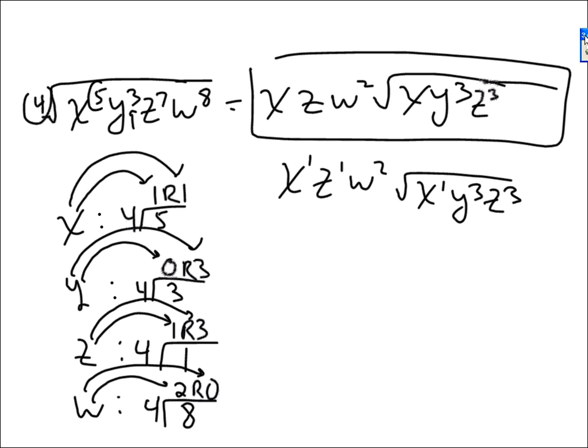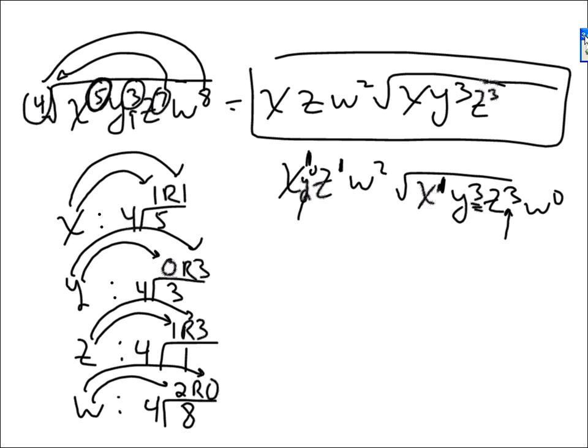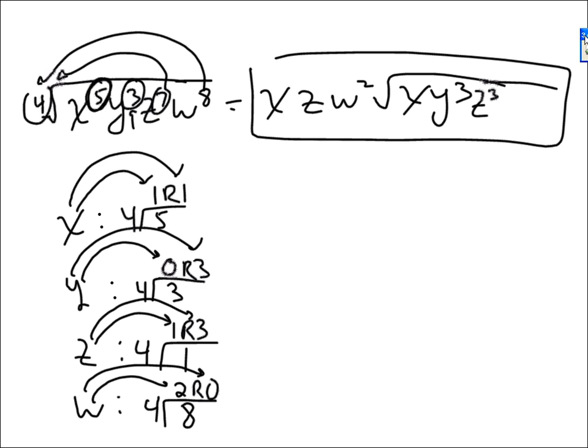If I wrote it down with all the powers, then I know 5 divided by 4 is 1, remainder 1. 3 divided by 4 is 0. So there's a y to the 0, remainder is 3. And 7 divided by 4 is 1, remainder is 3. And 8 divided by 4 is 2, remainder is 0. It's just long division. You don't need to write down this last line.